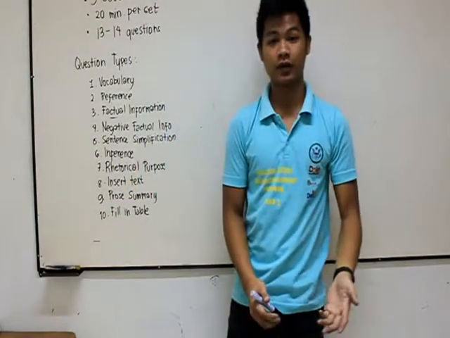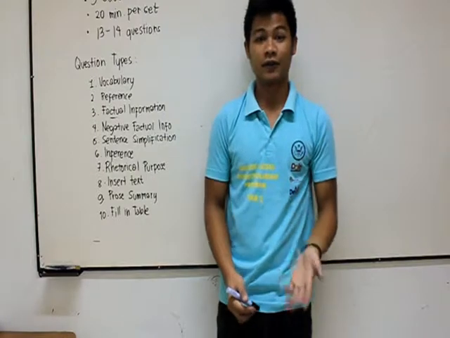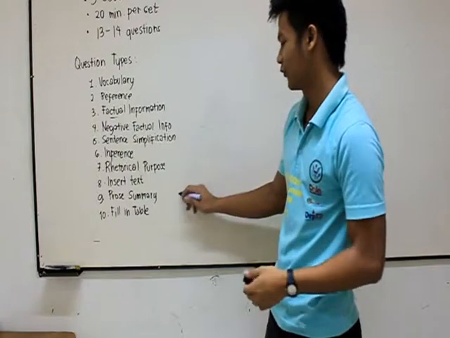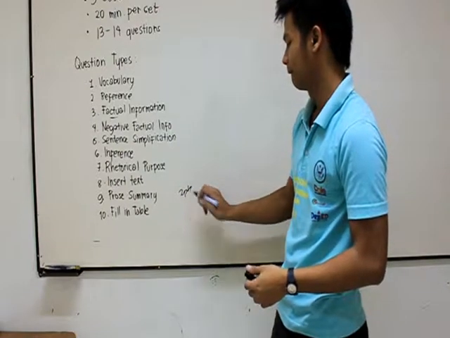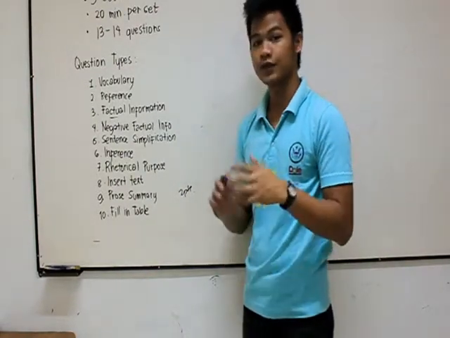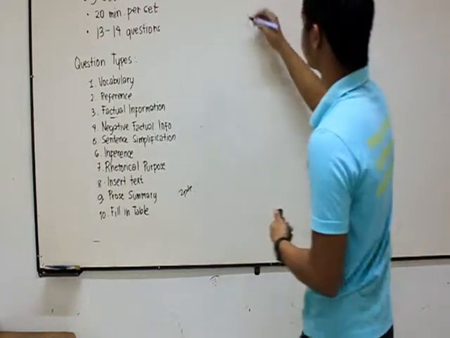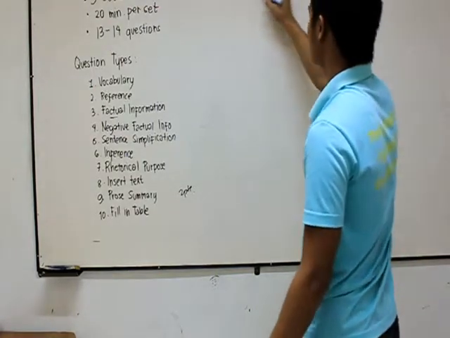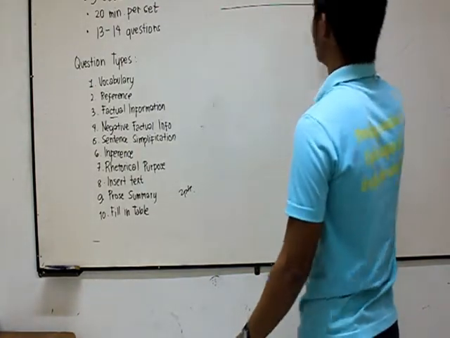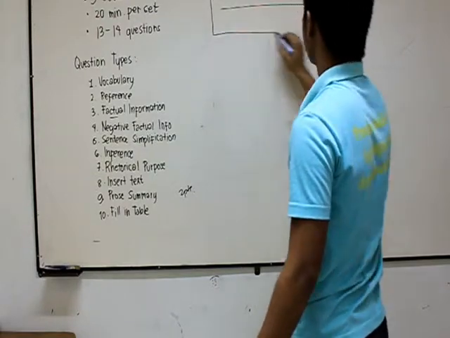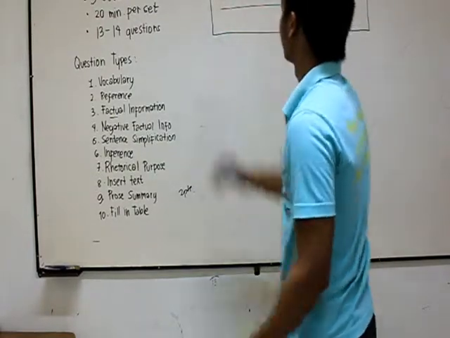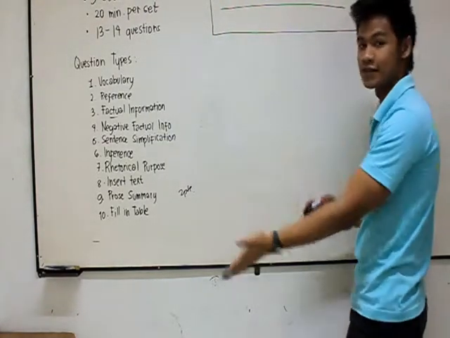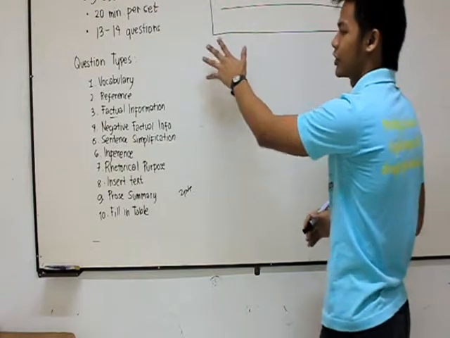Now prose summary is a bit more difficult than the other one, and it has the most points. It could give you 2 points for prose summary. Now, prose summary, from the word summary, you'll be reading a sentence here, for example, in a box. This sentence summarizes the passage. It has all the necessary information, all the themes in the passage.